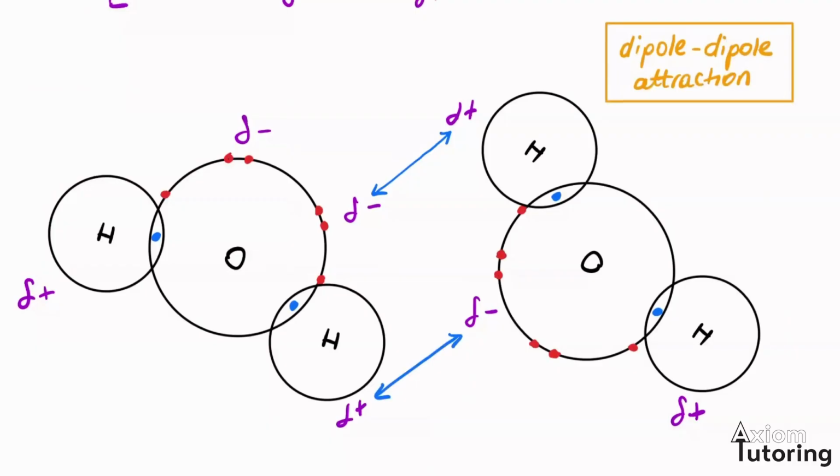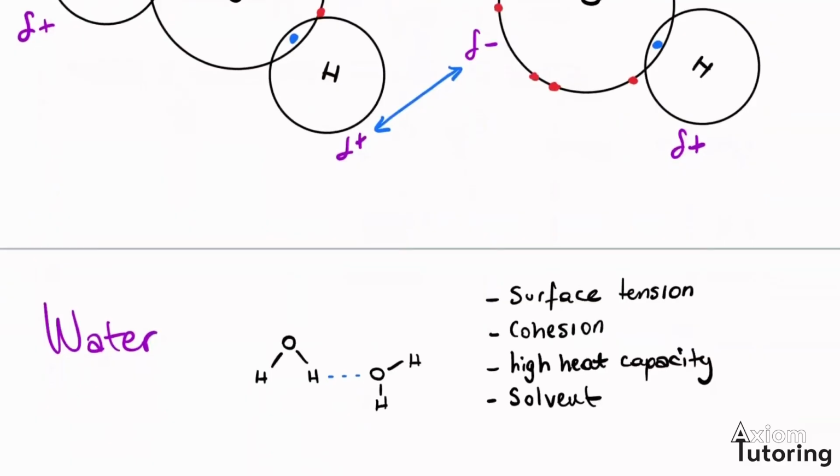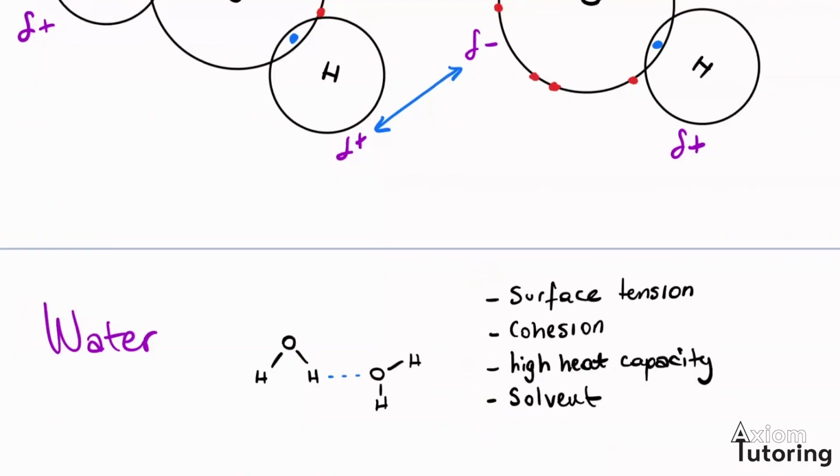So, hydrogen bonds are really important in biology because, as we just saw, they are present in water, and it's what allows water to behave the way it does. It allows for surface tension, cohesion, high heat capacity, and to act as a solvent. We'll be going into more detail about these in the next videos.